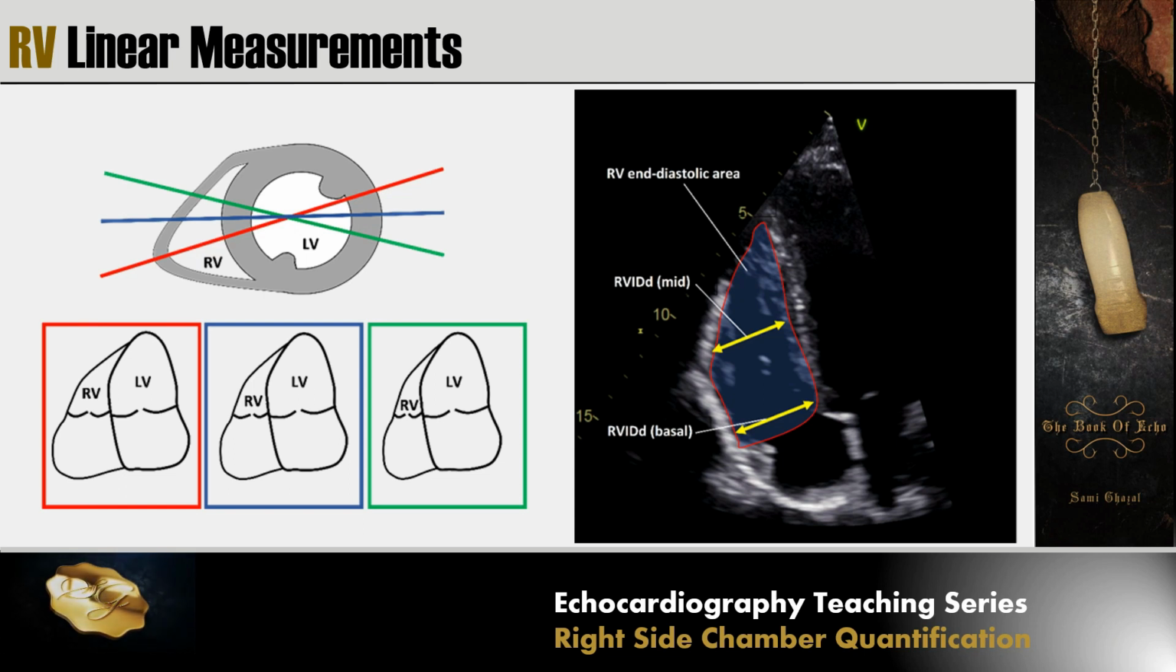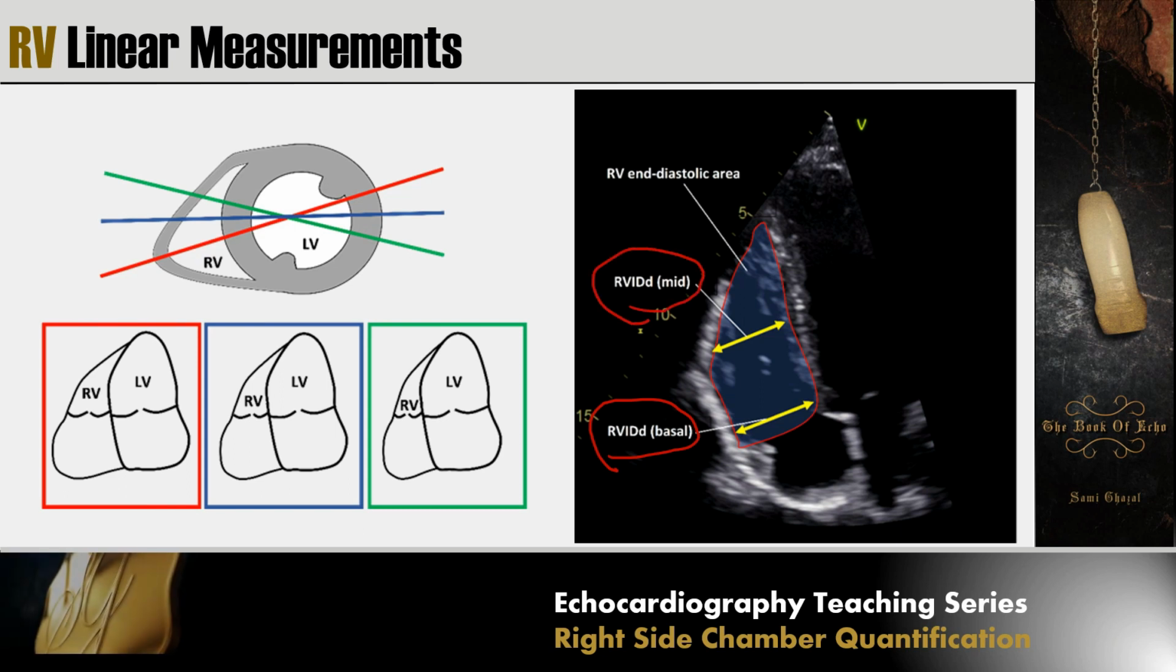In RV linear measurements, let's say in the apical 4-chamber view, we have a few measurements here that we can do. One of them is the RV internal dimension in diastole at the base and mid-level. We can measure it from inside to inside at end diastole or the largest RV size. However, because the RV is a complex structure, it engulfs the LV as you can see here, and a little bit of tilting or angling of the probe can result in different RV size.